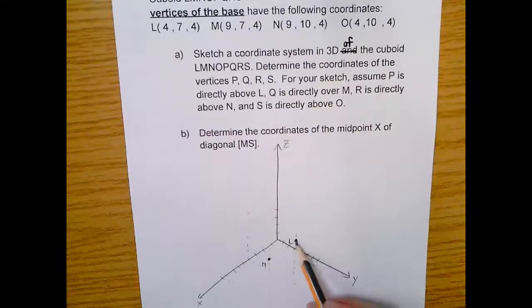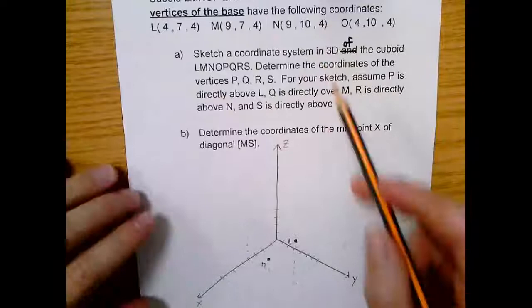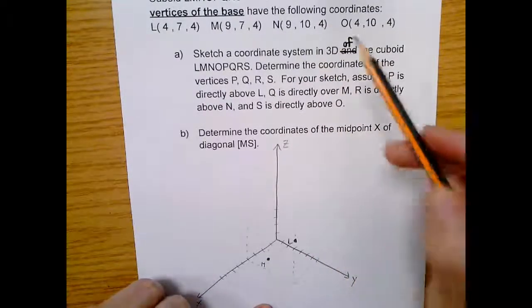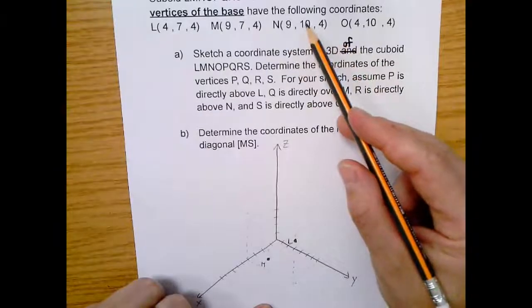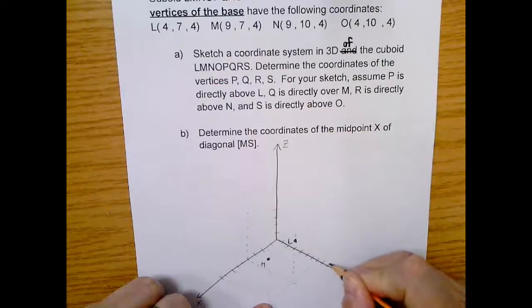Okay, I have L, I have M, so let's do N. N is still at 9, so that's here on the X, but then on the Y, it's actually 10: 1, 2, 3, 4, 5, 6, 7, 8, 9, 10.